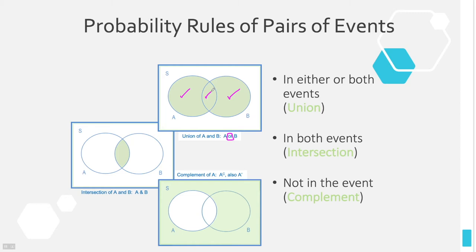So if I say that you need to take chemistry or physics, you could fulfill that by taking just chemistry, you could fulfill that by taking just physics, or you could fulfill that by taking both chemistry and physics. When we say and, the ampersand representing the word and, it has to be both. If we say you need to take chemistry and physics, you really have to take both of them in order to be in that description of chemistry and physics.